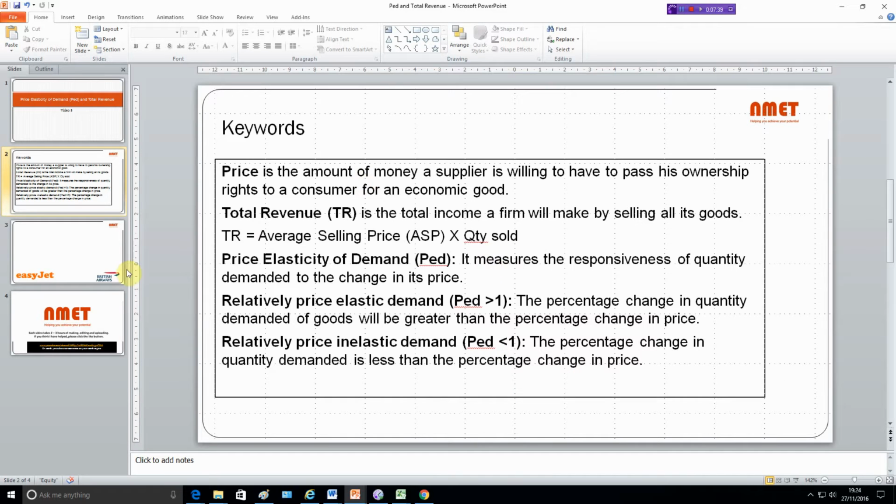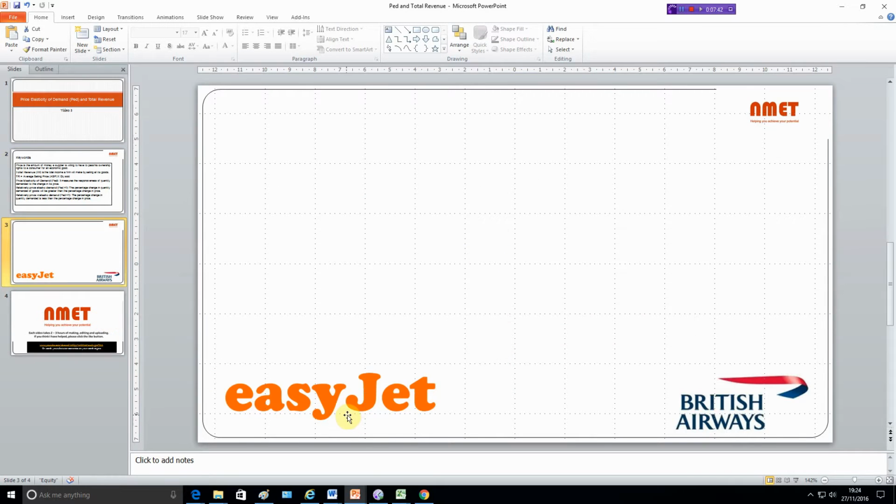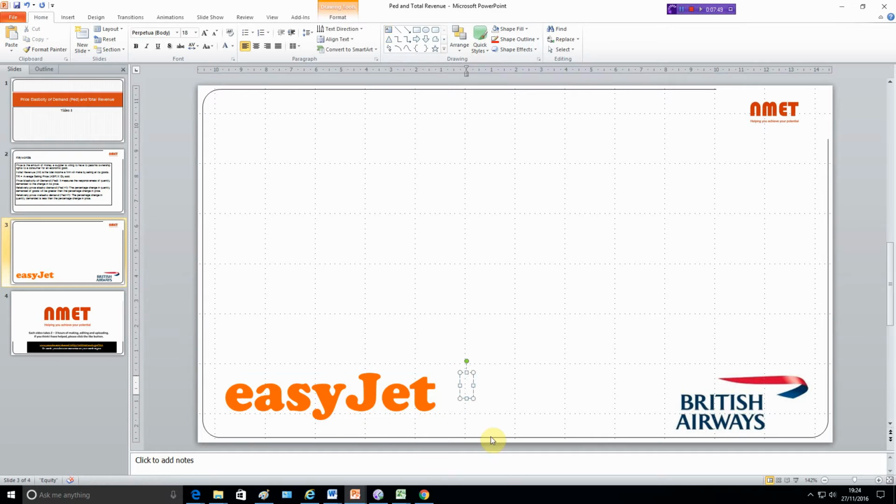Right. To understand this, we're going to take 2 airlines, which are EasyJet and British Airways. So for EasyJet, what sort of carrier is it? Is it a premium carrier or a low-cost carrier? EasyJet, as compared to British Airways. EasyJet's cheap, isn't it? So it is a low-cost carrier, right? And what do you think the PED will be if the price increases? Not very large, but if it increases, fewer people would go on it.